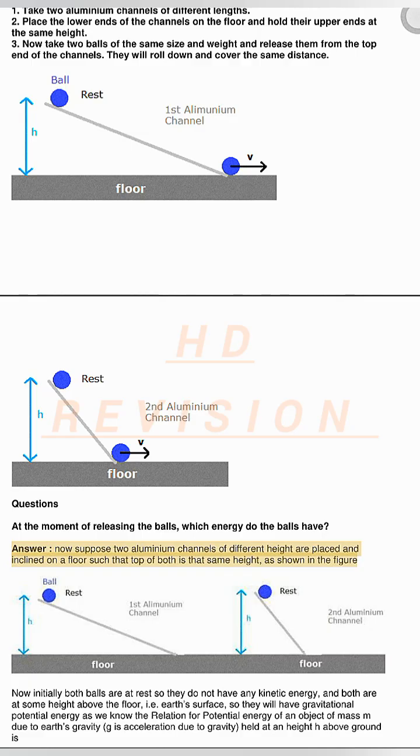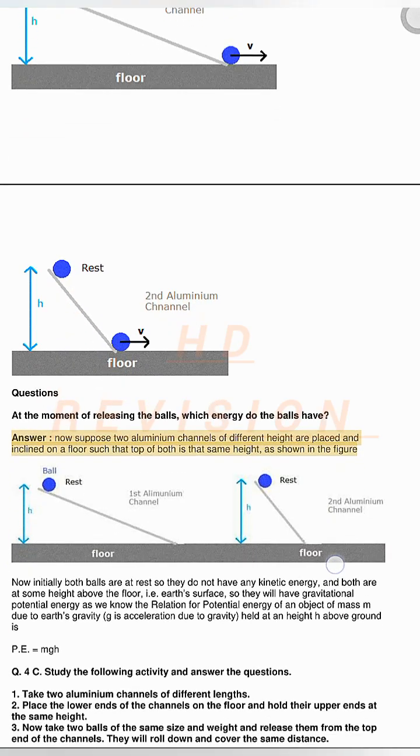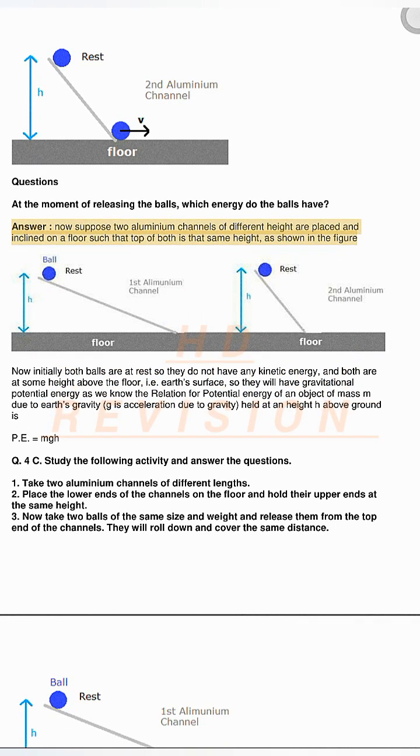Answer. Now suppose two aluminium channels of different height are placed and inclined on a floor such that the top of both is at the same height, as shown in the figure.